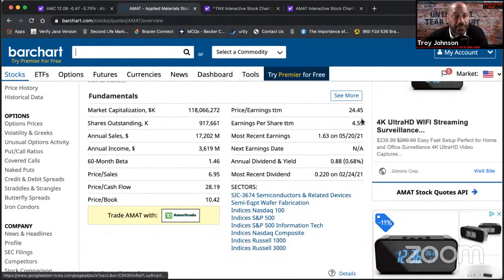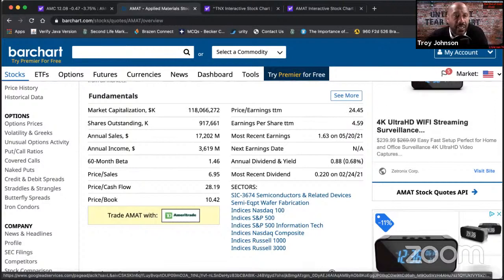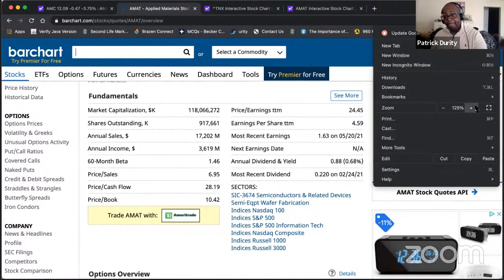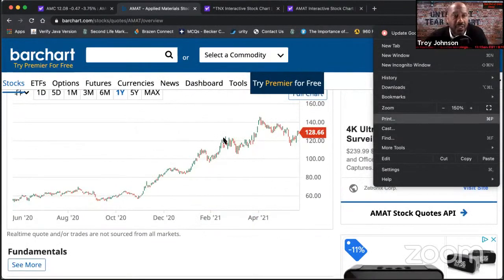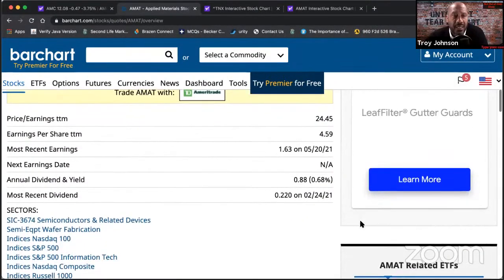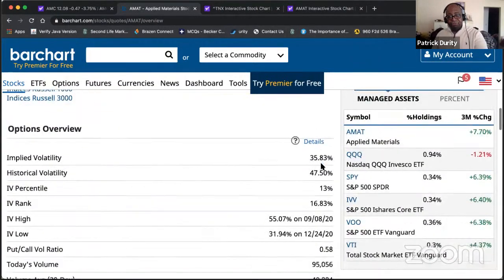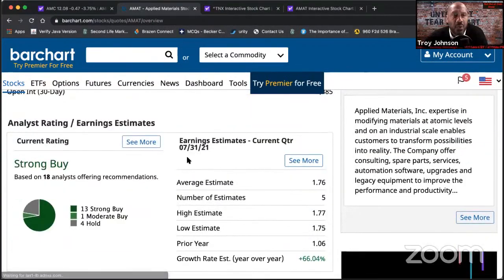So we'll see. Can you see that? Yeah, blow it up a little bit, Patrick. That's the trailing 12 months, the TTM. There's the forward PE as well. So we're looking at the trailing 12-month PE. It's about 24, and the price per share is... right now the earnings per share is $4.59 a share.